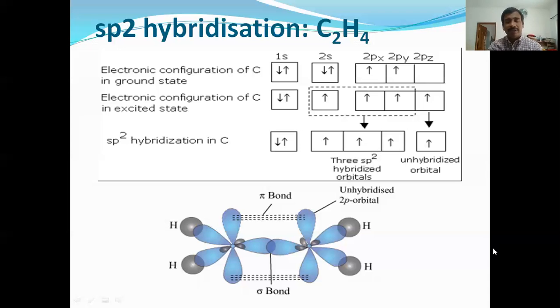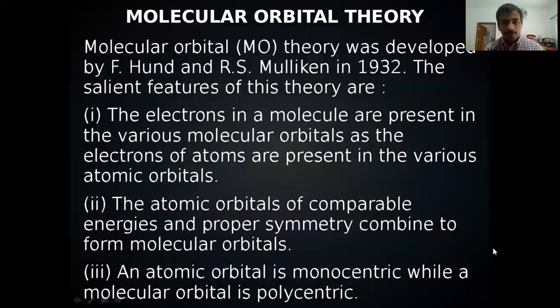Now we can go to the next theory, molecular orbital theory, to explain the geometry of the molecules. Molecular orbital theory was developed by F. Hund and R. S. Mulliken in 1932. The features of this theory are, first you try to understand it. First one, the electrons in a molecule are present in the various molecular orbitals as the electrons of atoms are present in the various atomic orbitals.